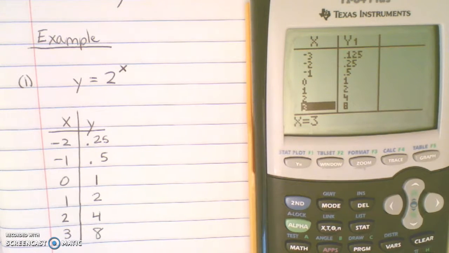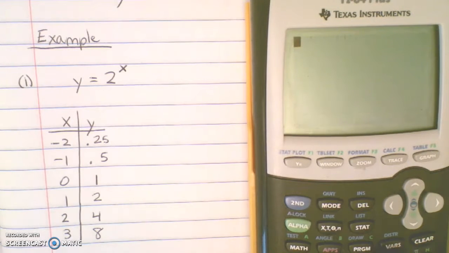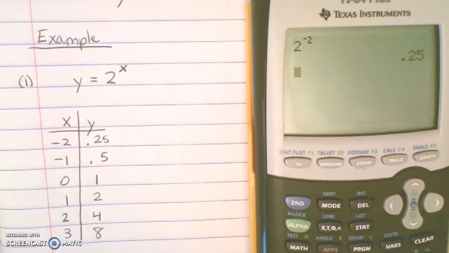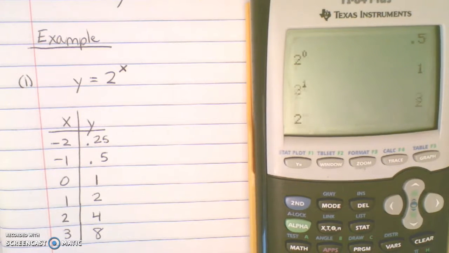So where these numbers are coming from, let me just show you on your calculator. What your calculator is doing is just taking 2 and raising it to the power of whatever the x value is. So 2 to the -2 power is 0.25. 2 to the -1 is 0.5. 2 to the 0 is 1. 2 to the first is 2. 2 squared is 4, and then 2 to the third is 8. So that's where those numbers are coming from.